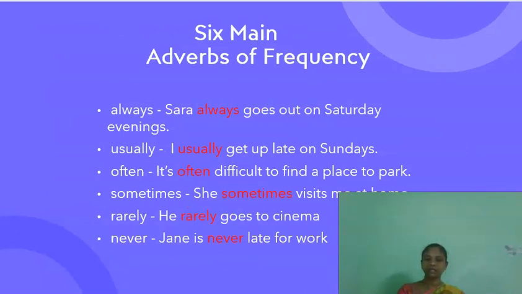There are 6 main adverbs of frequency like always, usually, often, sometimes, rarely, and never. Sarah always goes out on Saturday evenings. I usually get up late on Sundays. It's often difficult to find a place to park. She sometimes visits me at home. He rarely goes to cinema. Jane is never late for work.